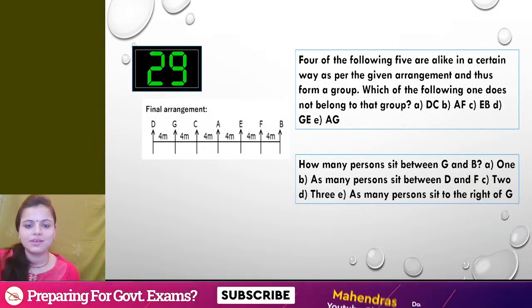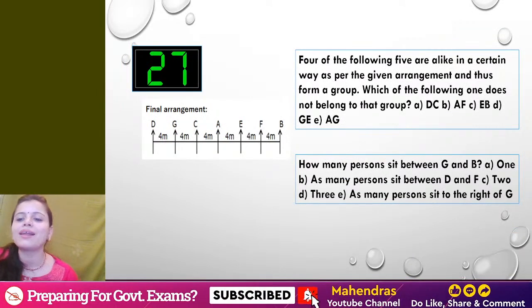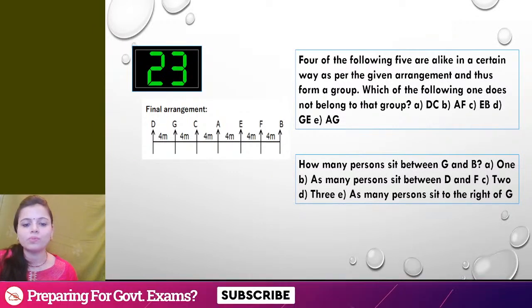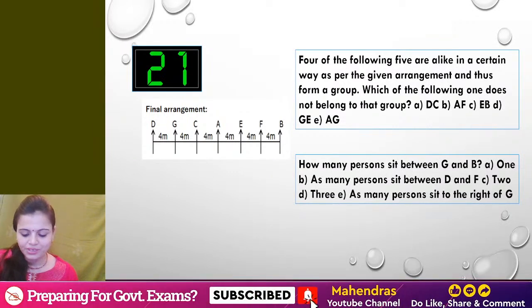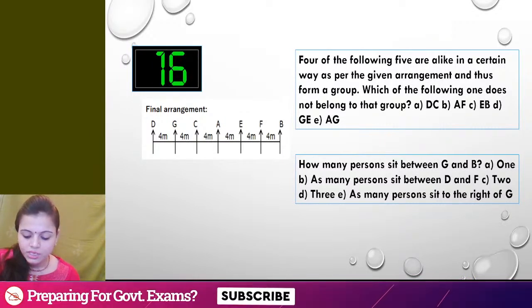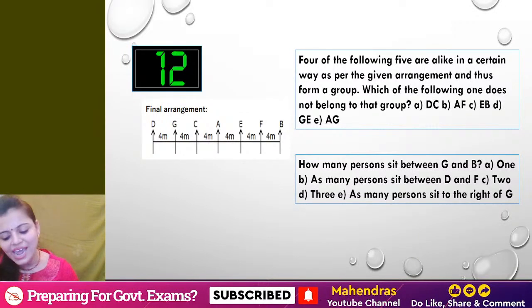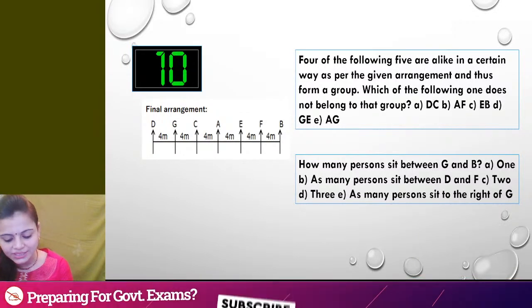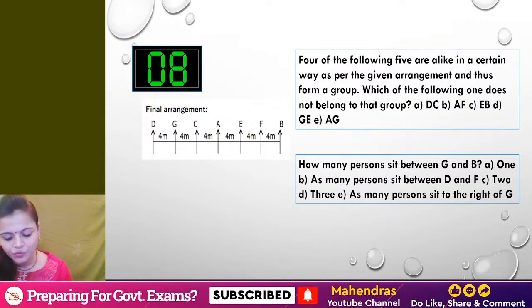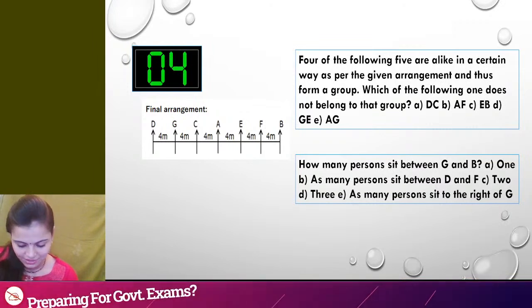Next. Now 4 of the following 5 are alike. That means odd one out. Which one is different among these 5 options? What it means, distance between G and D is at most 16 meter, means maximum it can be 16, na? Maximum is 16, but minimum it can be 4. It's not more than 16. At most 16 means not more than 16.